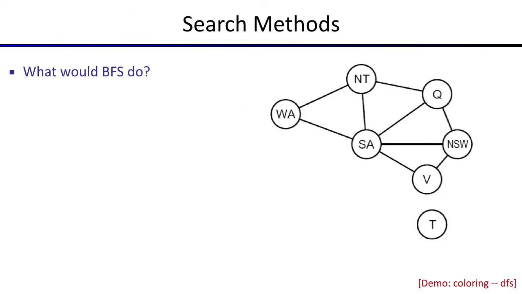How would BFS handle the map coloring case for Australia? So I'm going to give you another few seconds to think about this. Remember, we're starting with an empty assignment. What path does breadth first search trace out? Think for 30 seconds. Feel free to talk to your neighbors.